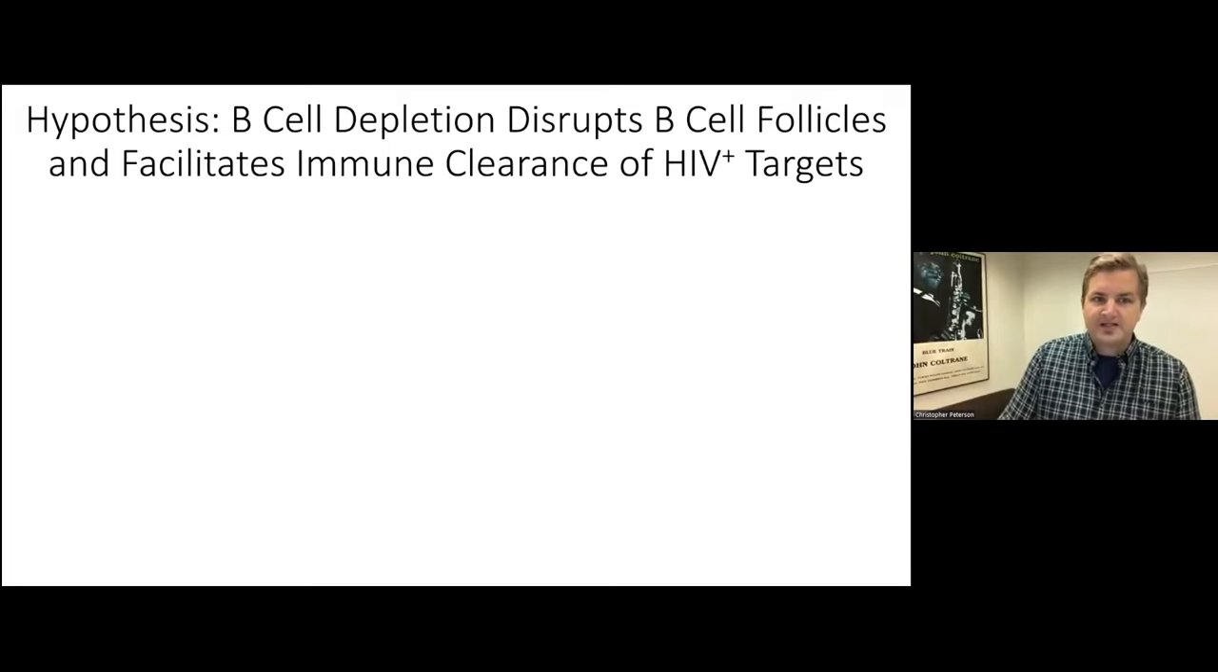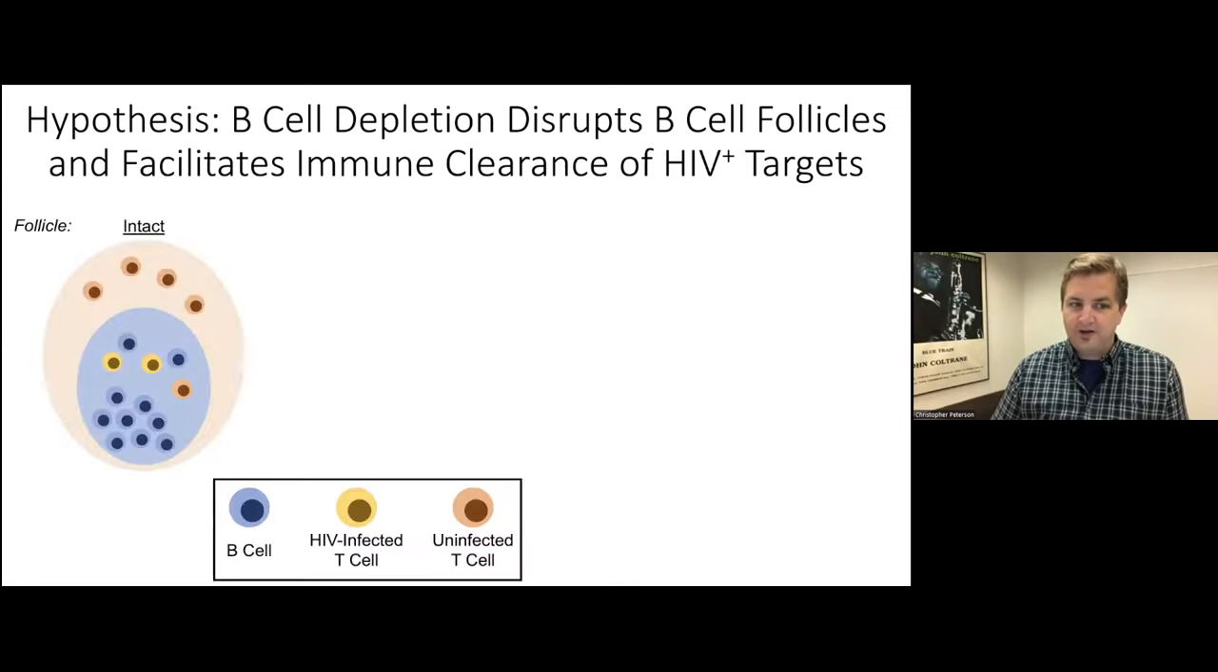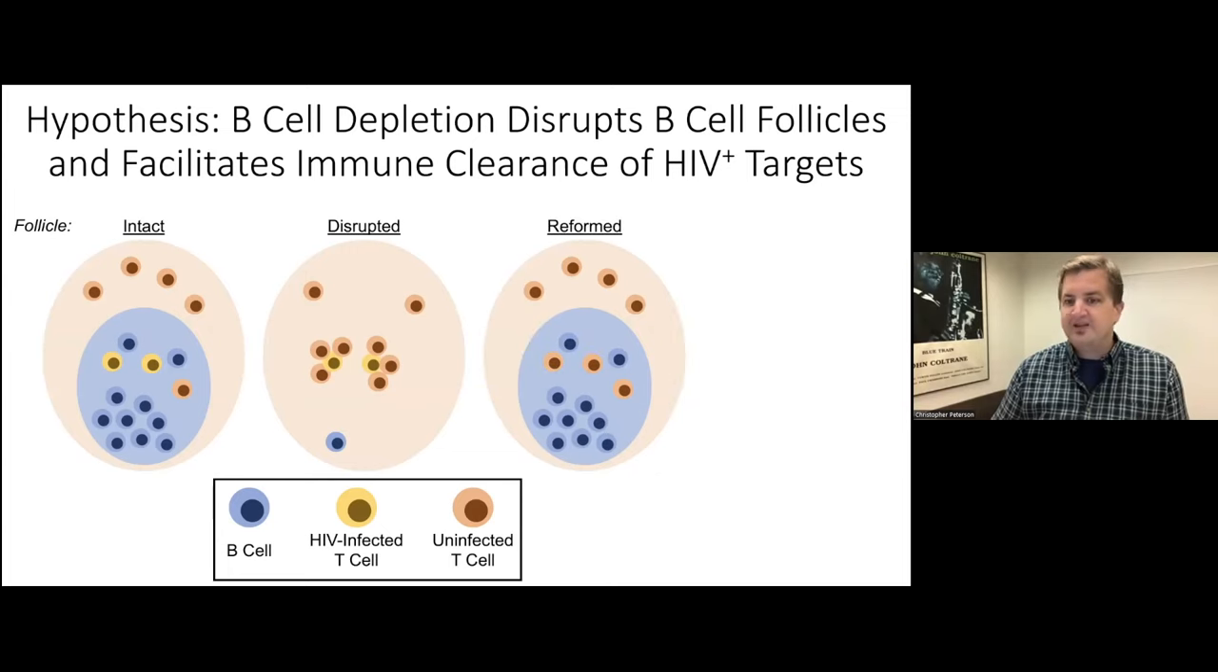So the hypothesis for what we did here was to use CAR T cells in a different way. Instead of directly targeting virus infected cells, we wanted to ask the question, if we deplete B cells, what would happen to this viral sanctuary in lymph nodes? So if we start with a B cell follicle that looks like this, and we've got a few of these HIV infected cells in yellow that are hiding out in that follicle, if we can disrupt that follicle and essentially let those orange cells, those CD8 T cells, in to find those HIV infected cells, could we then reform that B cell follicle having cleared out those latently and persistently infected cells within that sanctuary site?